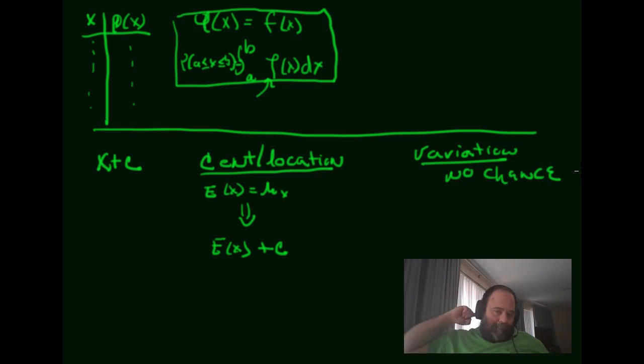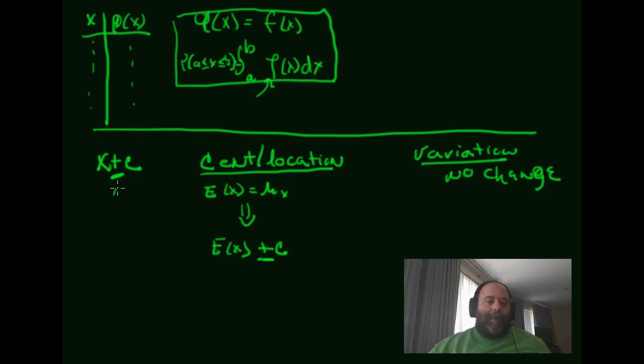Okay, so no change, C-H-A-N-G-E, no change. So the measures of variation are not going to change. Everything's just going to shift left. Now, if it's a subtraction, it becomes minus the constant. Still, variation is no change. Okay, so not so bad there.